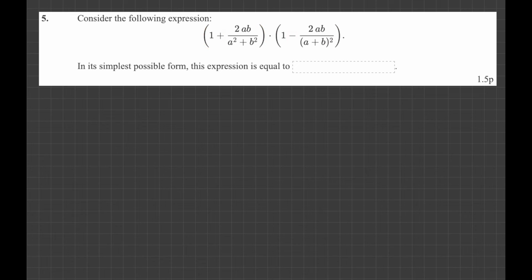So I cannot start with multiplication directly. I have to do this one and that one, and when I found the answers, then I multiply. That's the meaning of pair of brackets. Okay, so what I do, I want to do the first one.